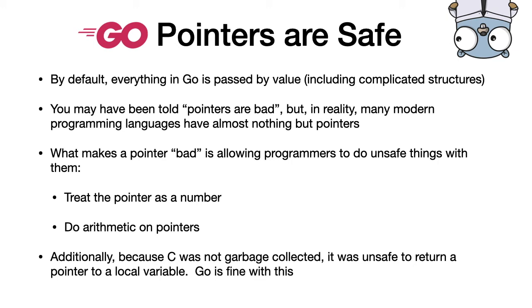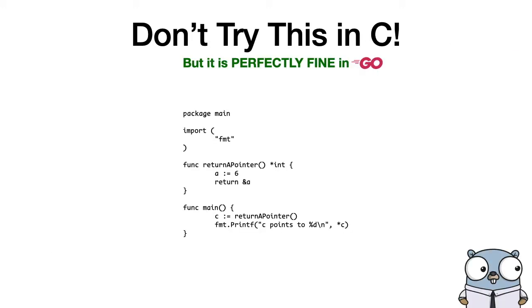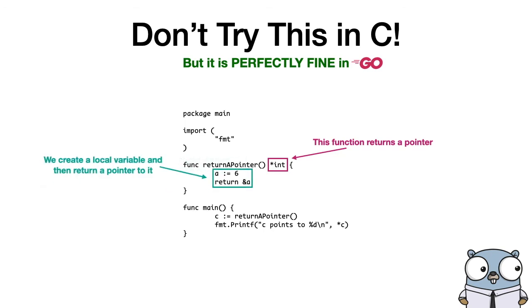So let me give you an example. This is something that you should not do in C, but it's great to do in Go. Here we're going to have a function that returns a pointer to an integer. It's going to create a local variable, assign it the value 6, and return a pointer to that variable. The caller gets that pointer, and we can dereference that, and all is well with the world.